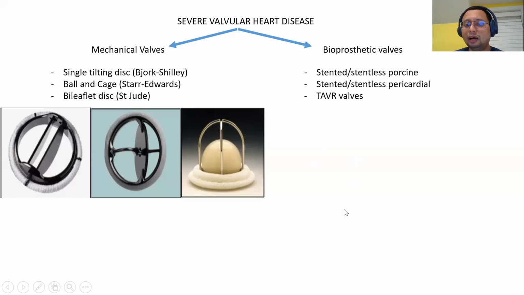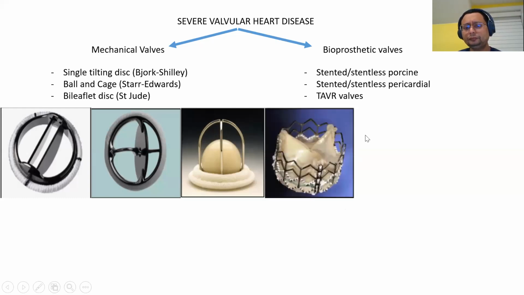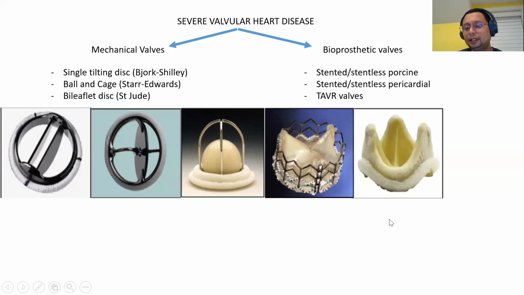We also have the TAVR valve now. This is very important because now TAVR has exploded, and the indication has expanded to even low risk. The TAVR valve is usually a pericardial valve. Let me show you what I mean by stented. This is a stented valve. You can see that there is a ring around the leaflet. This one is stentless. You can see that there is no ring, so there is no metal around the valve.